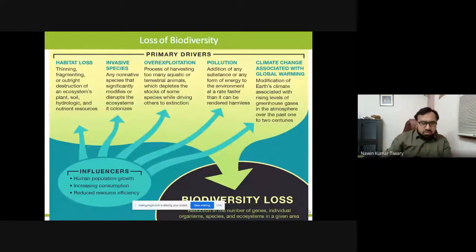So we just briefly talk about the loss of biodiversity. What were the primary drivers? We know about these basic things. We won't discuss a lot. Habitat loss, we know: deforestation, loss of habitat in forest, and the loss of aquatic habitat due to pollution. And these are some of the reasons. Invasives, we have discussed a little bit.